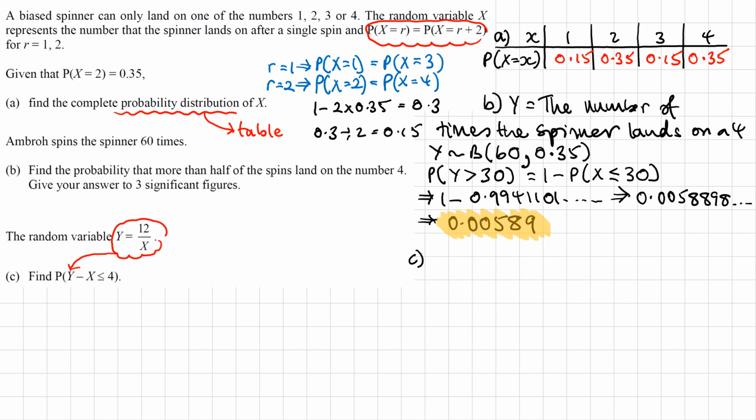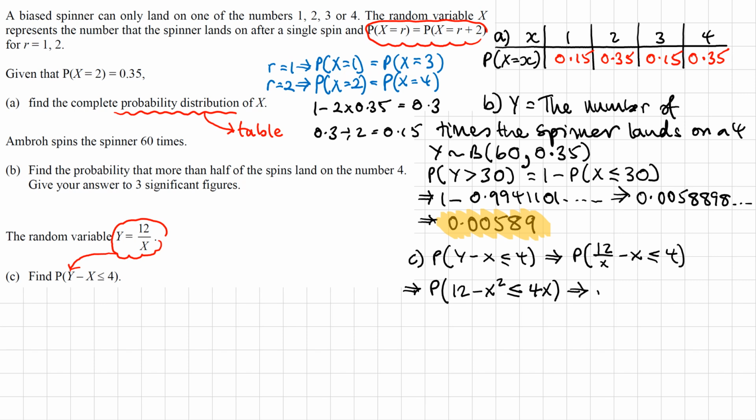That means that the probability that y minus x is less than or equal to 4 will be the same as the probability that 12 over x minus x is less than or equal to 4. I'm going to multiply everything inside the bracket by x, so I'll get the probability of 12 minus x squared is less than or equal to 4x. I'll bring everything to one side, so now I've got a quadratic, so it's the probability that negative x squared minus 4x plus 12 is less than or equal to 0.